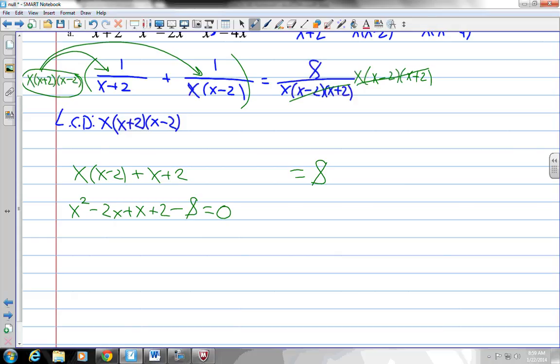It made it so much better if you just change one little power. Otherwise, it's a mess. So let's see. I think it even factors nicely. X squared minus x minus 6 equals 0. Look at that. That's factorable, right? How would we factor this?